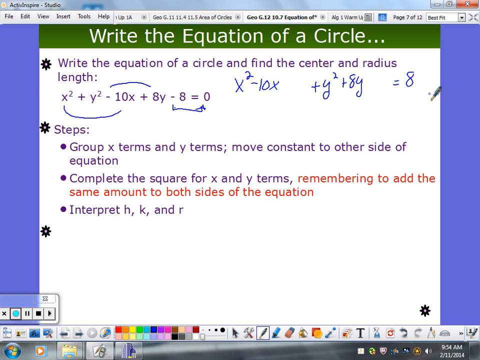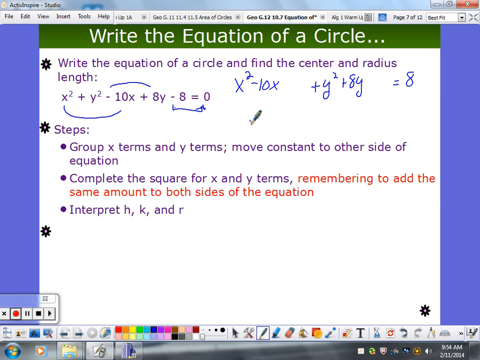Does anybody not get what I just did? Rearranging them. So ask a question if you don't know what I just did. Oh, I'll show you that in a moment. So are we okay with this part? I just rearranged. I put the number on the other side.